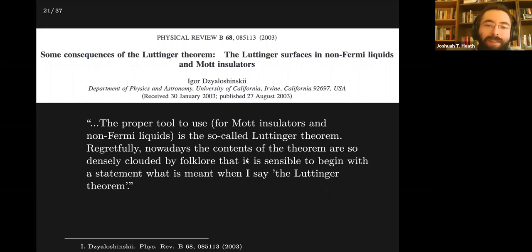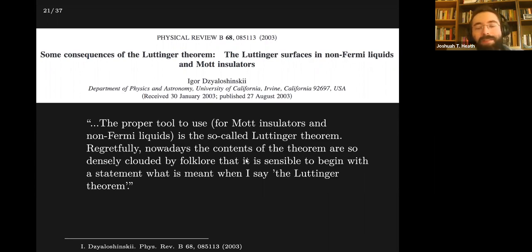So Zaleshinsky, one of the main people who've really pushed some of the foundations of this field, and one of the authors on a book I mentioned before, Abrikosov's work, even says Luttinger's theorem, the main tool, is clouded in folklore. So in his paper, what he showed was that Luttinger's theorem is applicable for systems with Luttinger surfaces.